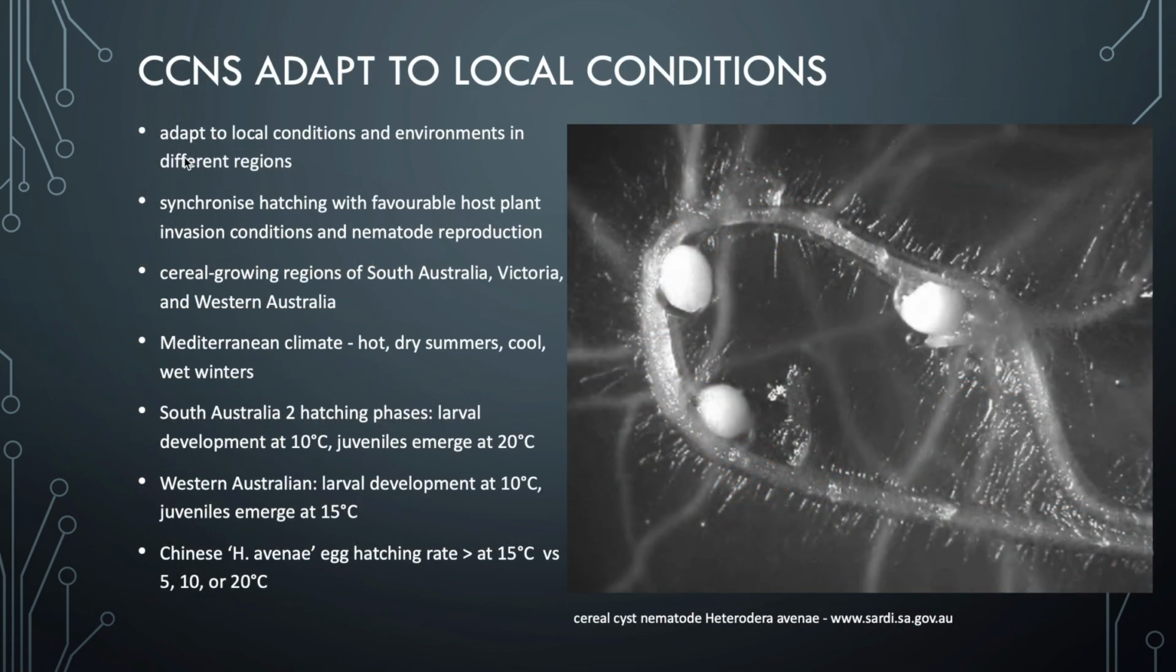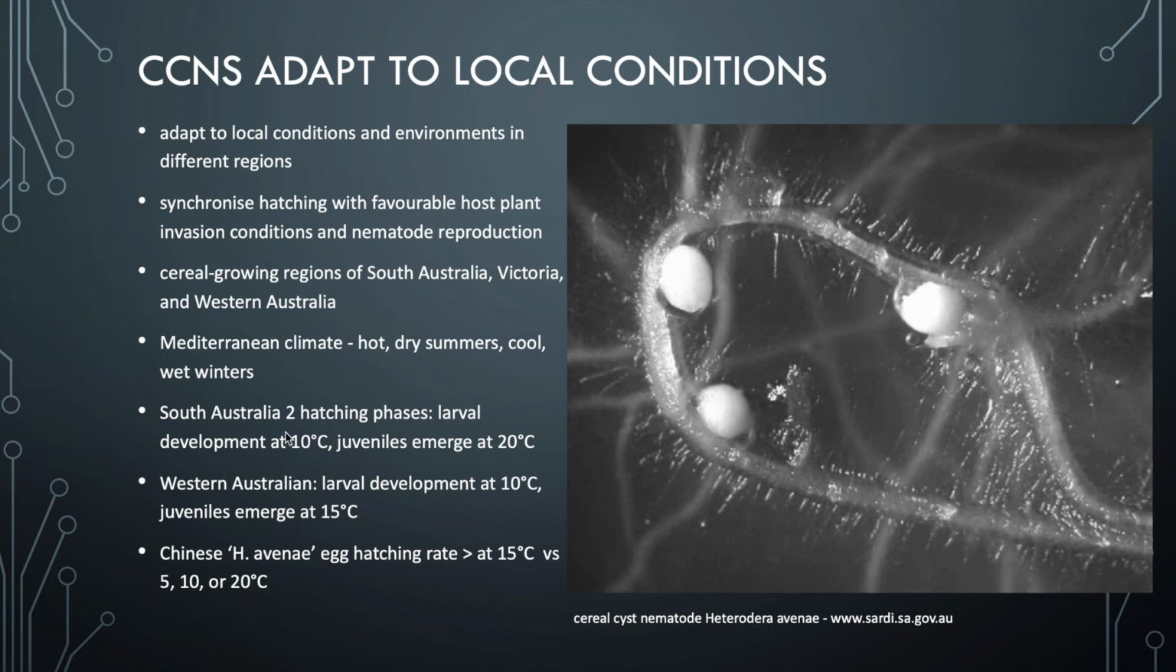So cereal cyst nematodes adapt to local conditions and environments in different regions of the world. They synchronize hatching with favorable host plant invasion conditions and nematode reproduction. So for example, cereal growing regions of South Australia, Victoria and Western Australia exhibit similar climates but vary in how the nematode responds to that particular climate. So all have this Mediterranean climate where the summers are dry and hot and winters are cool and wet.